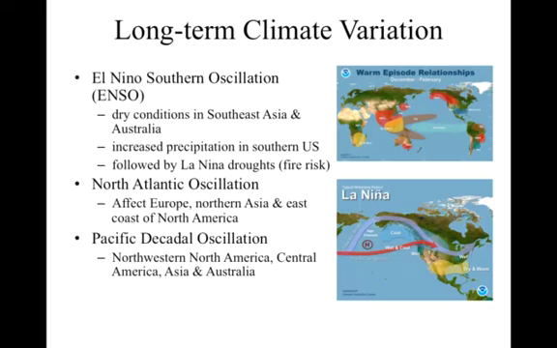Finally, we have the Pacific Decadal Oscillation. Not surprisingly, this occurs on about the scale of 10 years. And this affects northwestern North America and Central America, Asia, and Australia. And again, these are intermediate timescale climate variations.